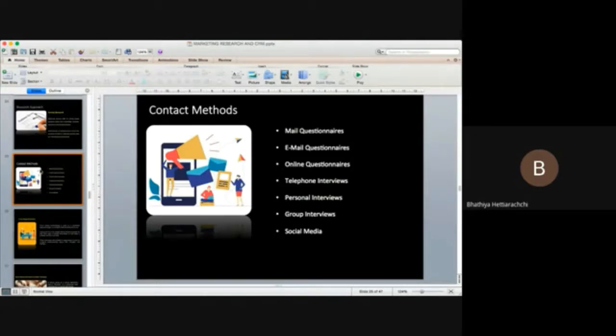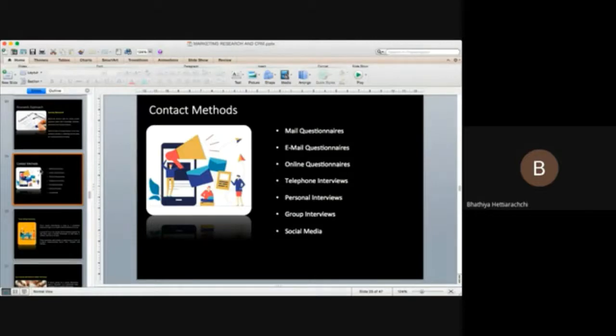But after mail questionnaires, the next one that came is the email questionnaires. So here what you do is, instead of posting, you develop the questionnaire and you send it via email. Now, although that is better than the traditional postal system, again, people will find it a little difficult, because if you send it as a PDF, they have to print it, fill it, scan it again and send it to you. Or else you have to send an editable PDF where they have to fill it and then send it back to you again, right?